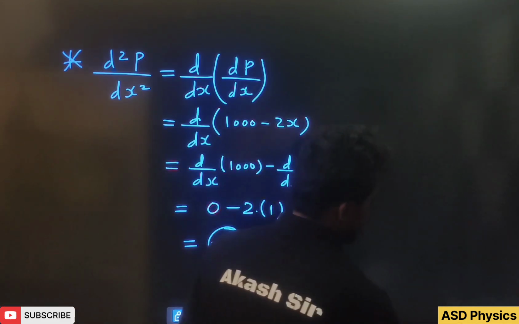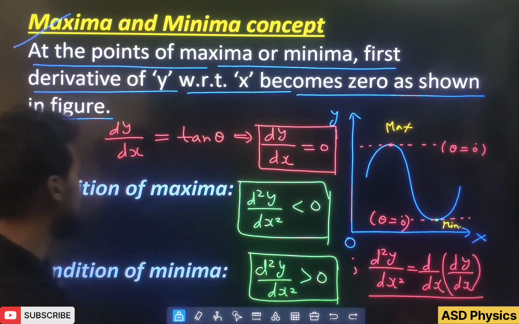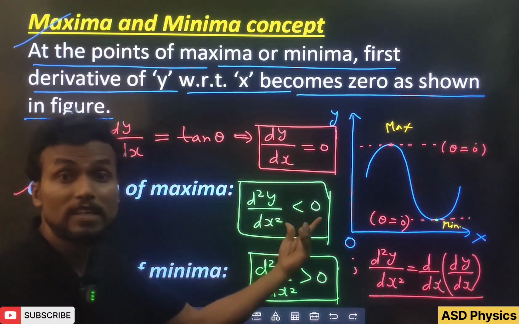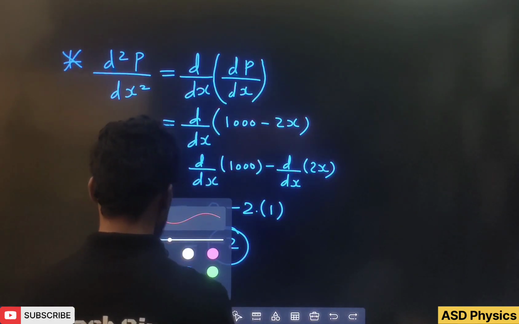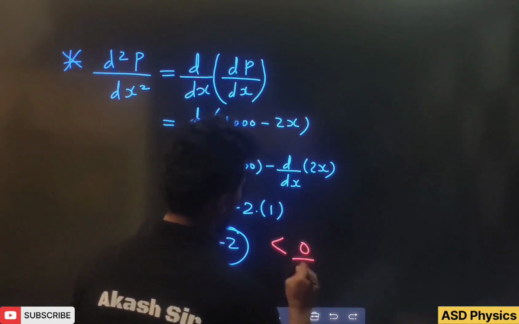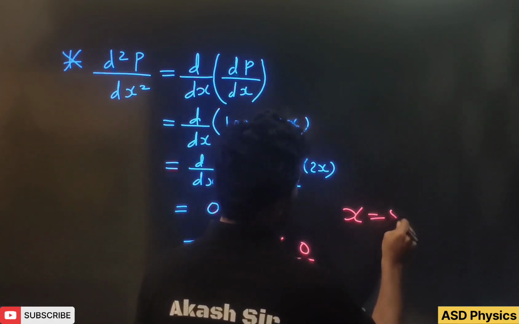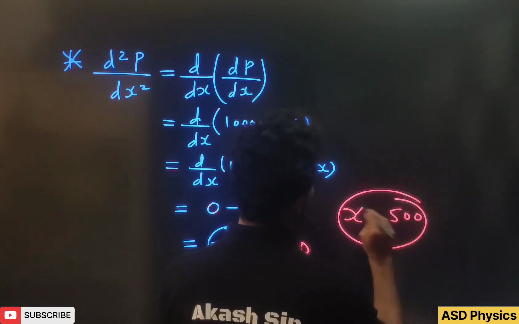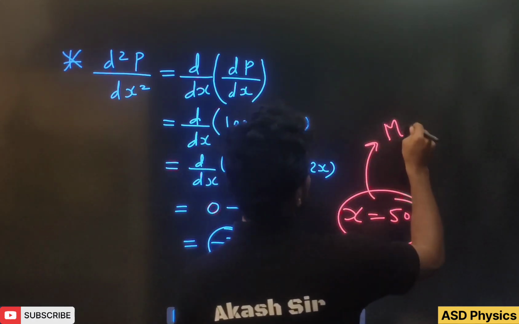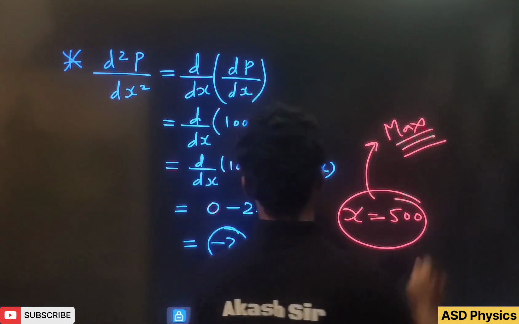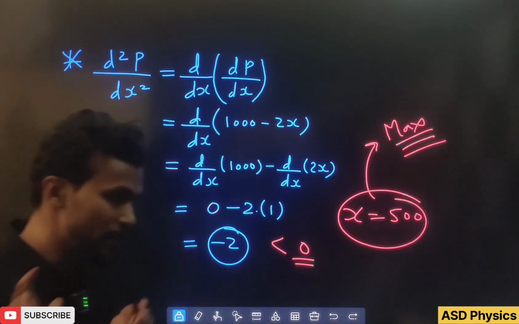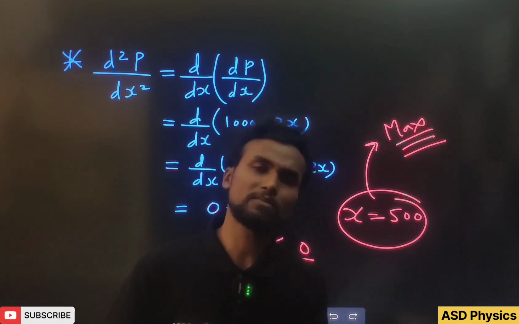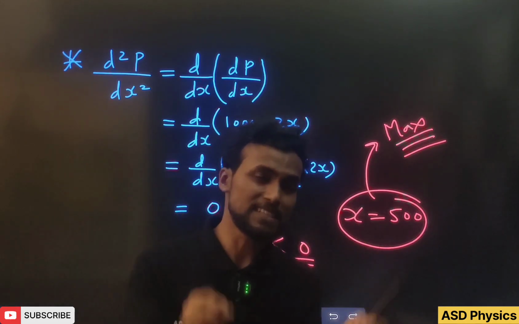That means we get minus 2. And what I have taught you, students, is that whenever a maximum is involved, d2p by dx square will be less than 0. As it is coming here, minus 2 is less than 0, so x equal to 500 belongs to the maximum value. But most of the time there is no need to calculate it. If the question says maxima, the answer is maxima. If it says minima, no need to check it, it will always be satisfied.